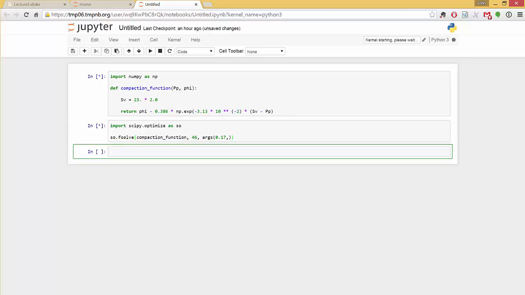Not sure what. Some reason it's not executing. Let's see here.